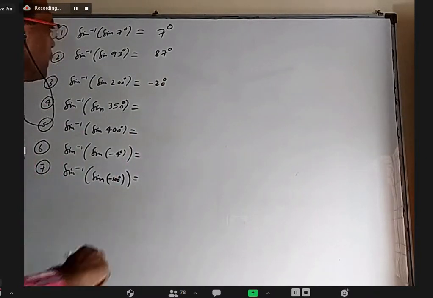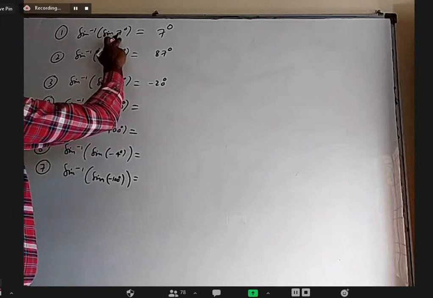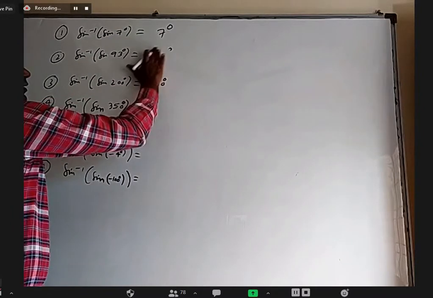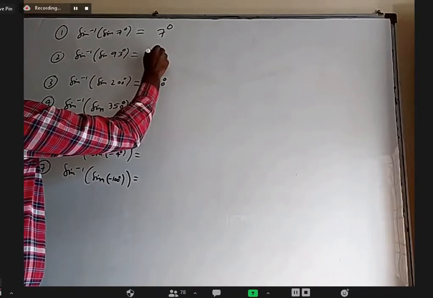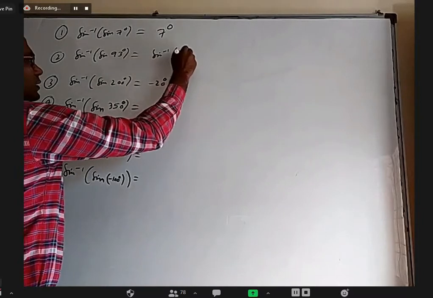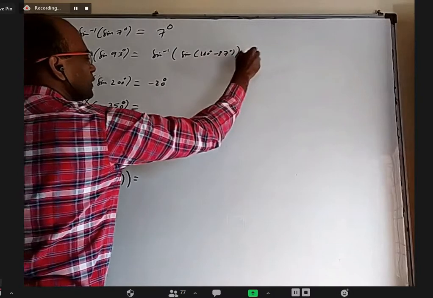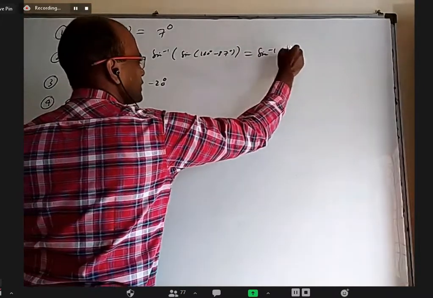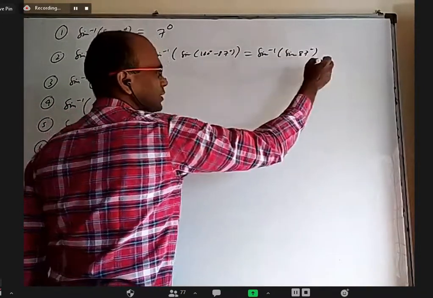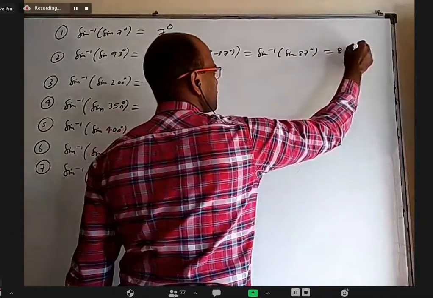Fine. Okay, so in the first case, it is within the principal value, so we could write as it is. In the second case, it is not within the principal value, so I should write 93 degrees as 180 minus 87, which is sine 87 degrees, and that is within the principal value, so 87 degrees.